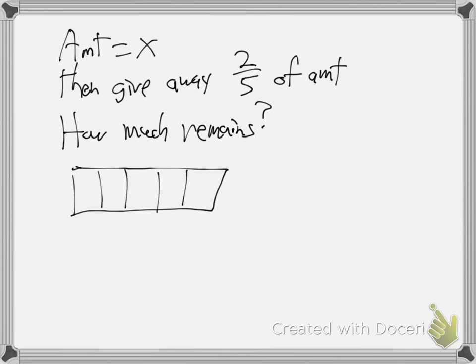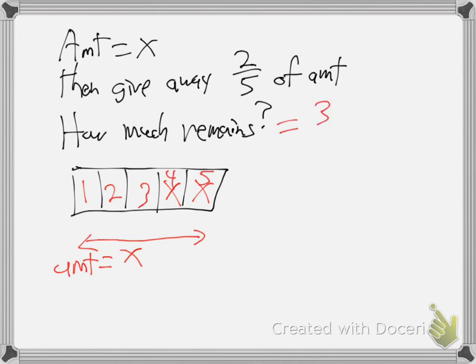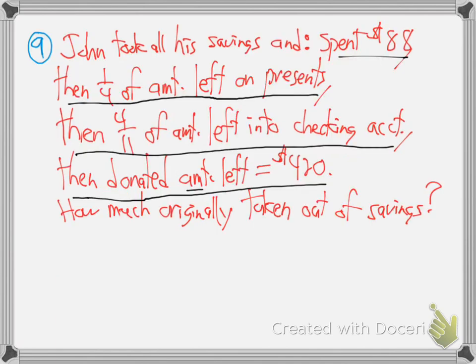If I have, there's my whole amount. There's my amount, call it X, that's my amount. And if I give away 2/5, like boom, boom, 2/5, right? 1, 2, 3, 4, 5, give away 2/5. What remains is 3/5 of X, 3/5 of the original, 3/5 times the original. Okay, that's the idea. So let's come back over here.